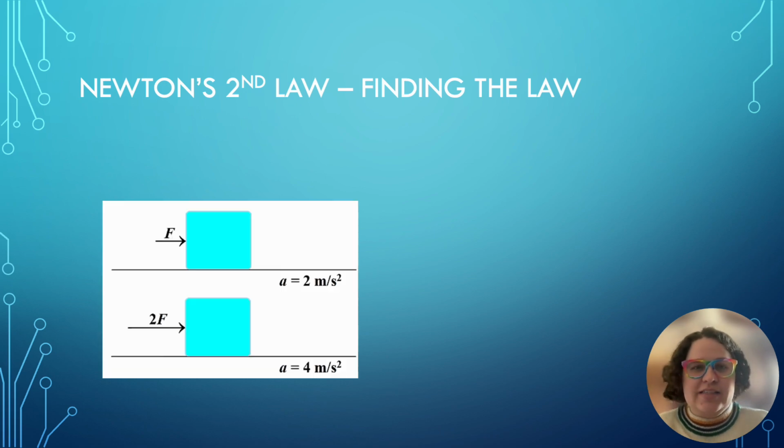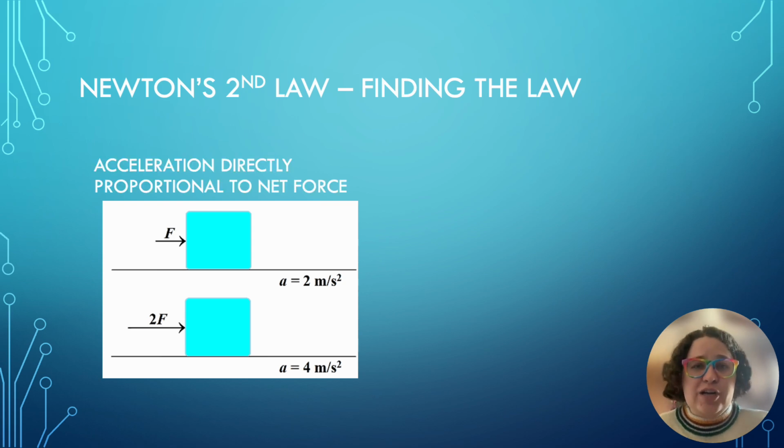So here's our block of ice. When you exert some horizontal force on the block, it moves with an acceleration of, say, 2 meters per second squared. If you apply a force that's twice as large as our initial force, the acceleration doubles to 4 meters per second squared. If we push 3 times as hard, that triples our acceleration, 4 times as hard, 4 times the acceleration, and so on.